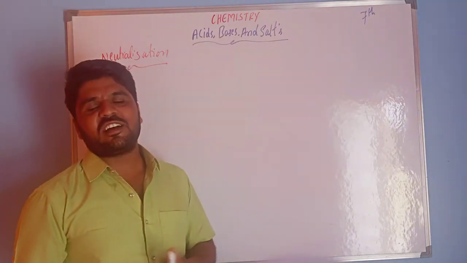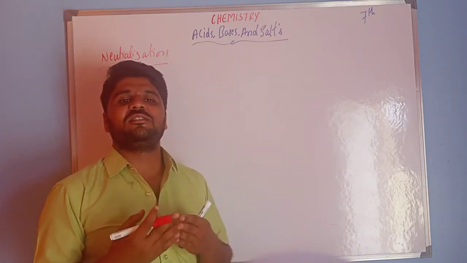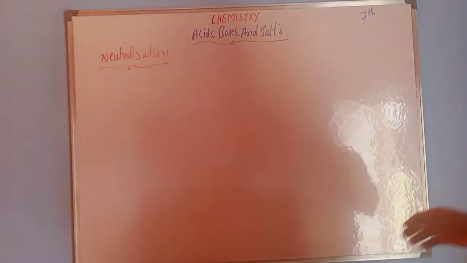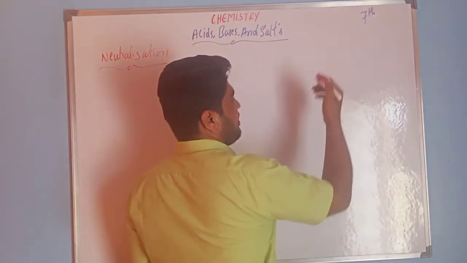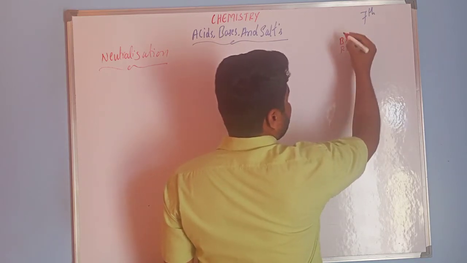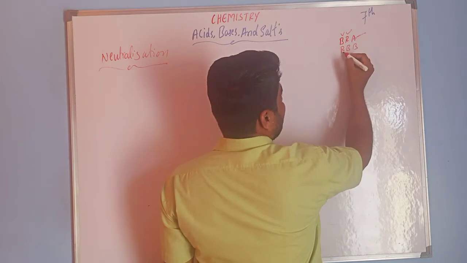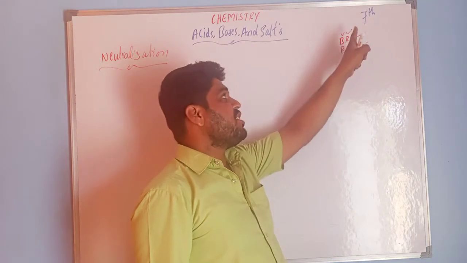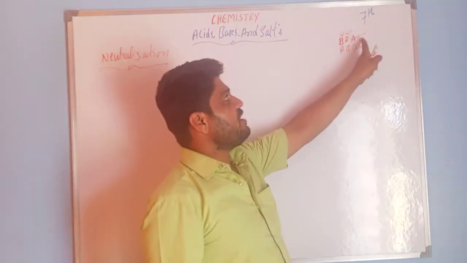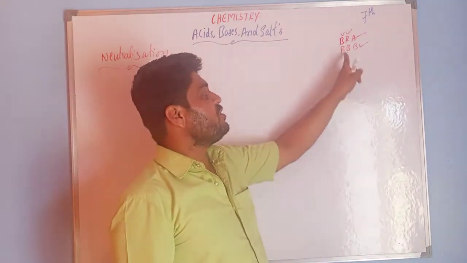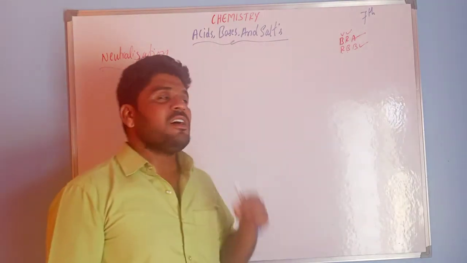Okay, already we know the concepts of what is acid and what is base, and one more thing, the trick of how to identify the nature of the solutions. BRA and RBB. That means blue to red acid and red to blue base. So this is a trick. If blue litmus paper changes into red color, that solution is acidic in nature. In the same way, if red litmus paper changes into blue color, that solution we call a basic solution.